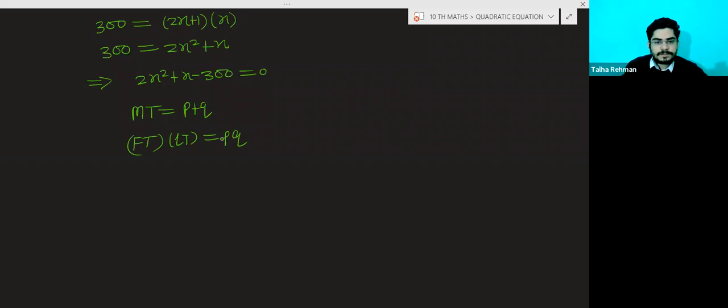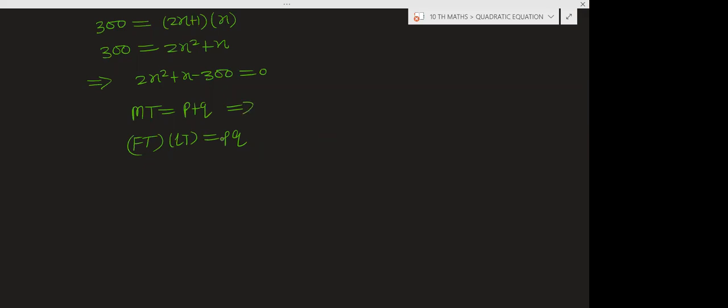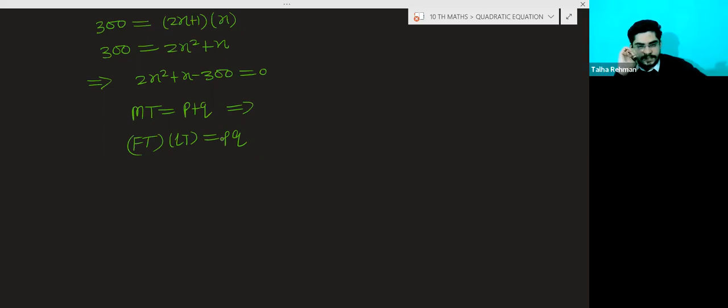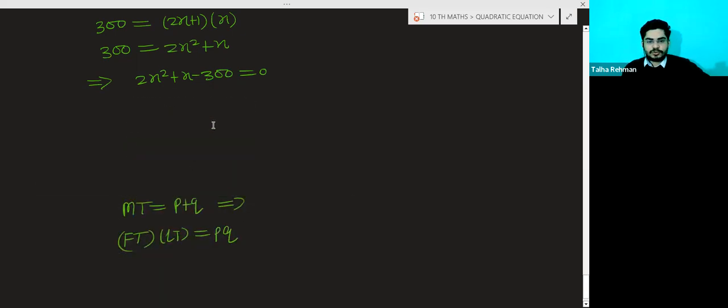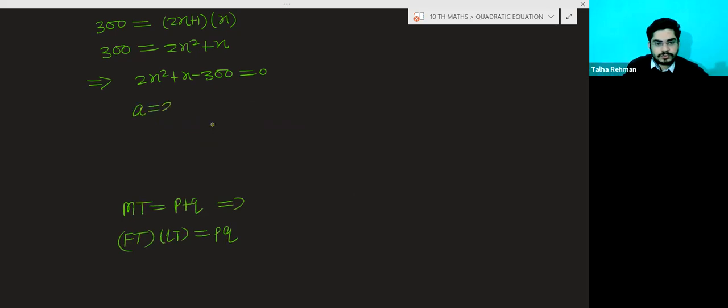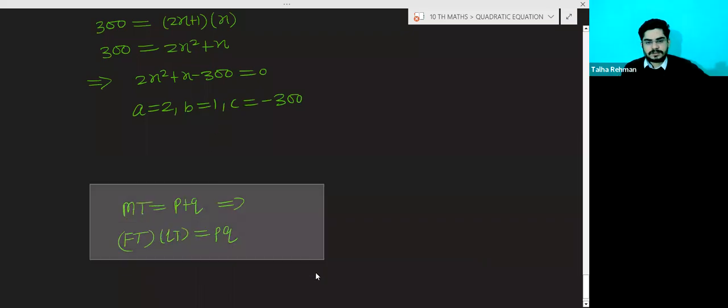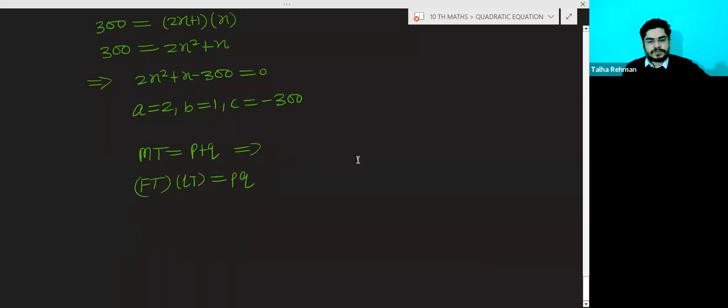What is the middle term we have? We have the middle term x. But here, I want to recommend one thing. Before that, you should write what is a, what is b, and what is c. So write a equal to 2, b equal to 1, and c equal to minus 300. Now see, here you will take b as the middle term.